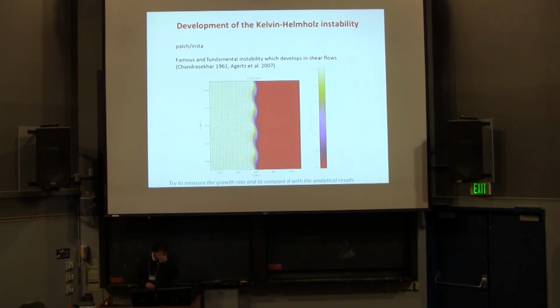Then you could study the Kelvin-Helmholtz instability. It's a kind of shear flow instability. When you have a strong shear at the interface, essentially because of the Doppler effect of the sound waves propagating back and forth, you will have an instability that develops, which you can see appearing at this interface. There is a patch for this. You can also find comparisons in the literature. You could also, for example, try to measure the growth rate of this instability from the numerical simulation and compare it with the analytical one. That could be an interesting problem to do.